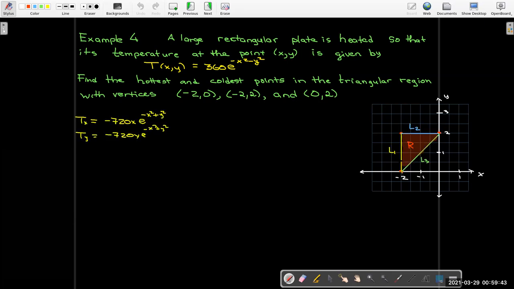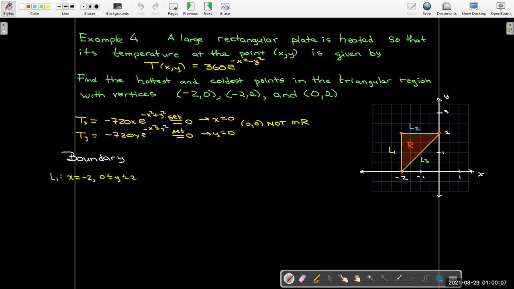So there's our region. Let's see if we have any critical numbers to deal with. I'll take the partials and set them equal to 0. And that has a solution where x equals 0 and y equals 0. But 0 comma 0 is not in this triangular region, so I'm not going to consider it. Now let's go through the boundaries. I've got 3 lines that I've called L1, L2, and L3. And we did this in a previous example, so we're going to do it again.